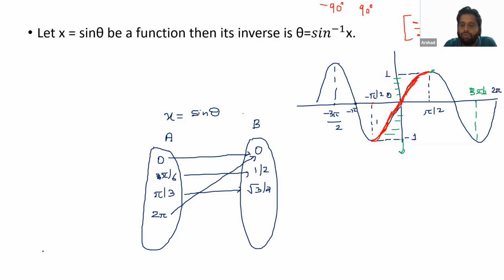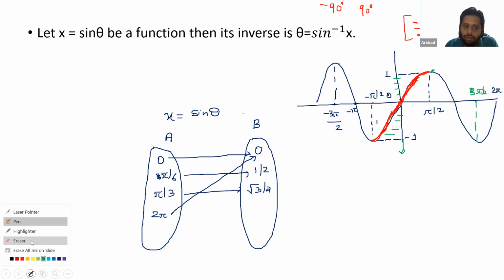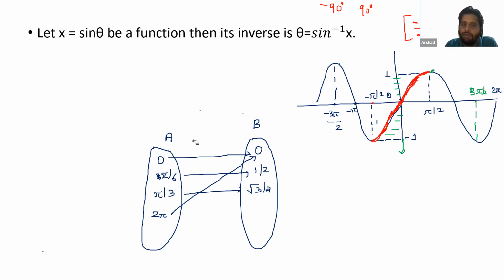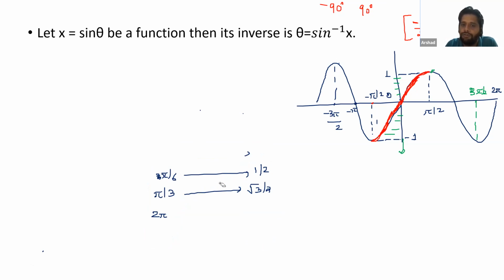Otherwise, you will take another portion, do the calculation, and all your answers will be different. So there should be some standard, and that standard is the principal branch. I hope now it is clear to you that trigonometric functions are not bijective. But how can we find the inverse of trigonometric functions? By taking a portion from the graph. From the trigonometric function, we will just take a portion.